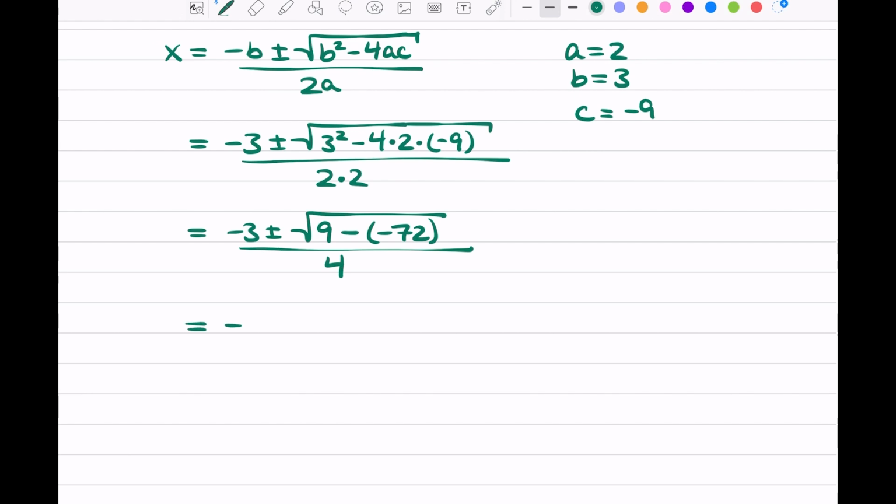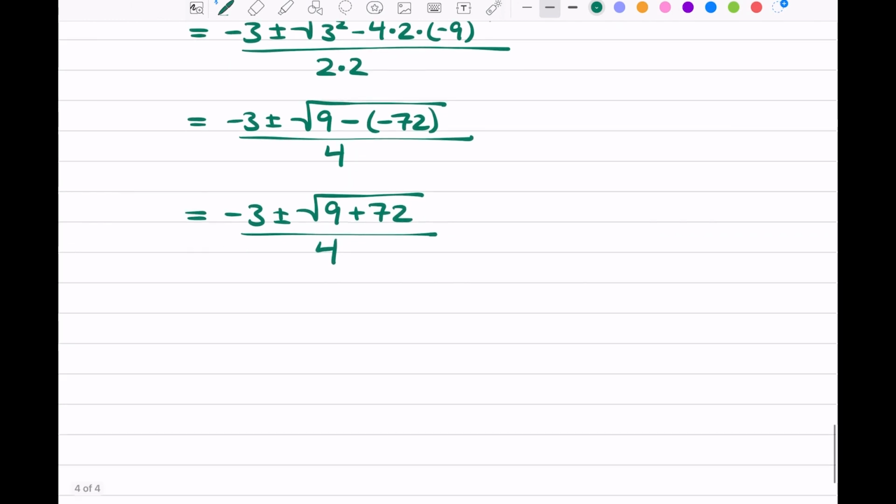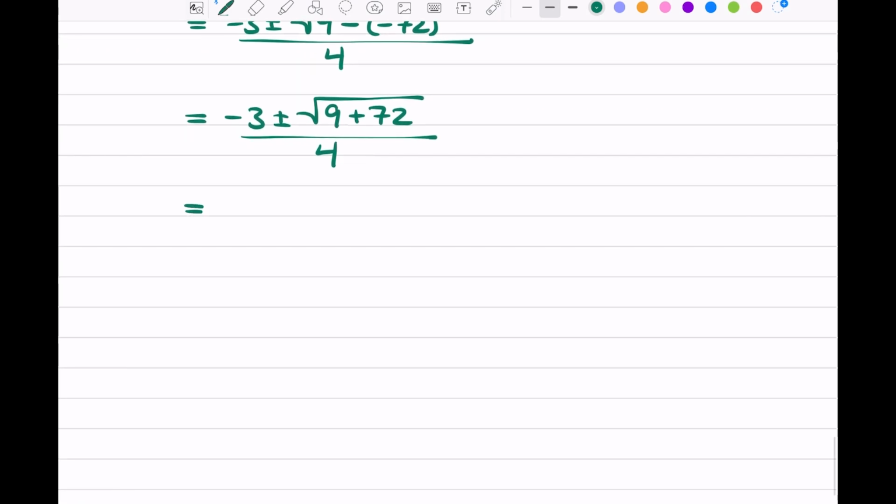Our next line, we have negative 3 plus or minus the square root of 9 minus negative 72, which is the same as 9 plus 72. And all of that is over 4. Our next line, we have negative 3 plus or minus the square root of 9 plus 72, which is 81. All of that is over 4. Our next line, we have negative 3 plus or minus, and the square root of 81 is 9.